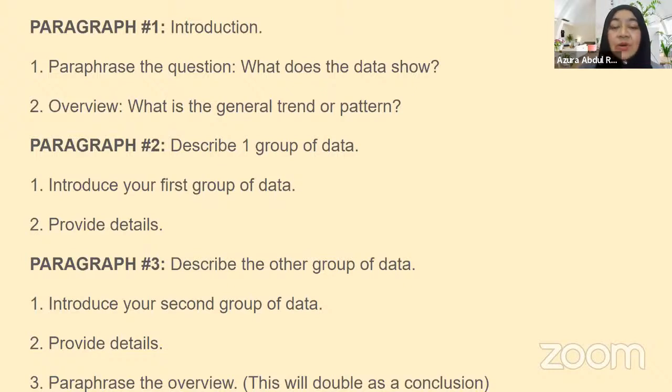Now, after that, you're going to describe one group of data. Introduce what it is, and then provide a bit of the details. Then you're going to describe the other group of data. And then you're going to paraphrase your overview. Paraphrasing the overview will double as your conclusion. This is how you get the introduction, the analysis, and the conclusion. Look at that, there are two descriptions of data here, because your analysis will carry maybe the bulk of the marks as compared to the overview and conclusion part.